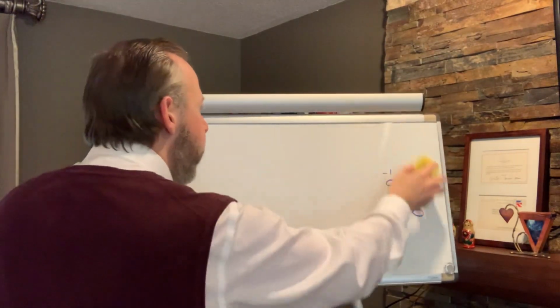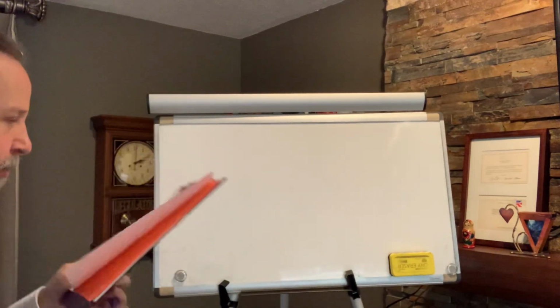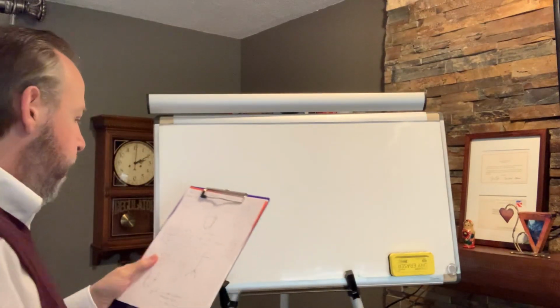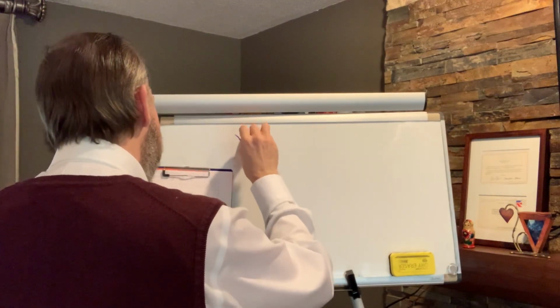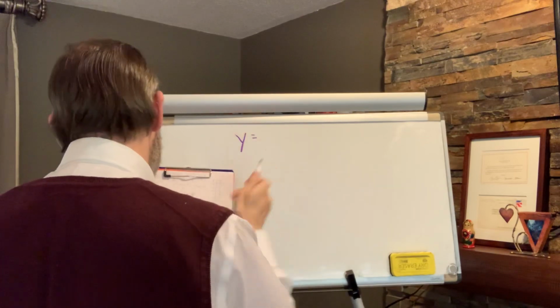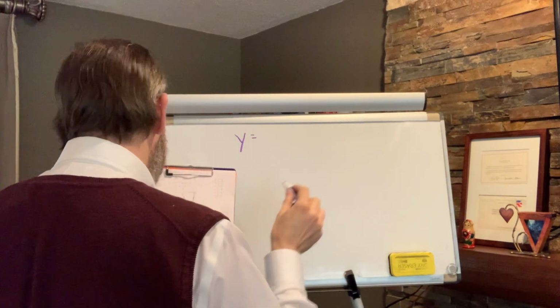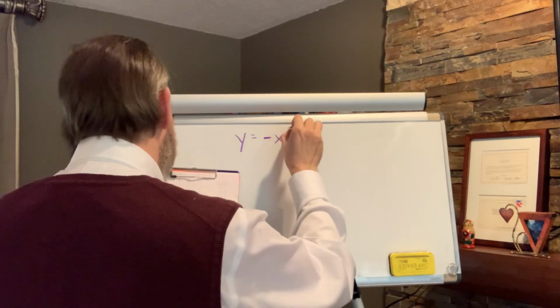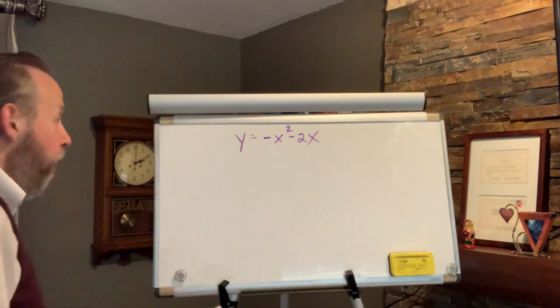And why not? Let's do one more fun example for you. This time, let's say it's y equals, so I probably should do a negative one for you, right? Negative x squared minus 2x. Okay.